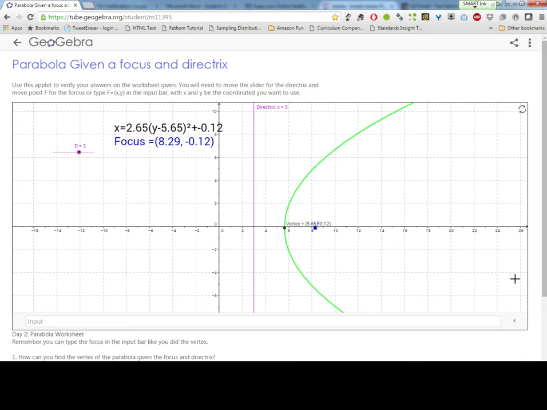Oh, there's a directrix. I'm like, why isn't that working? That is about 11 and a little bit more. And then this should be 11 and a little bit more. See it? Yay. Okay.